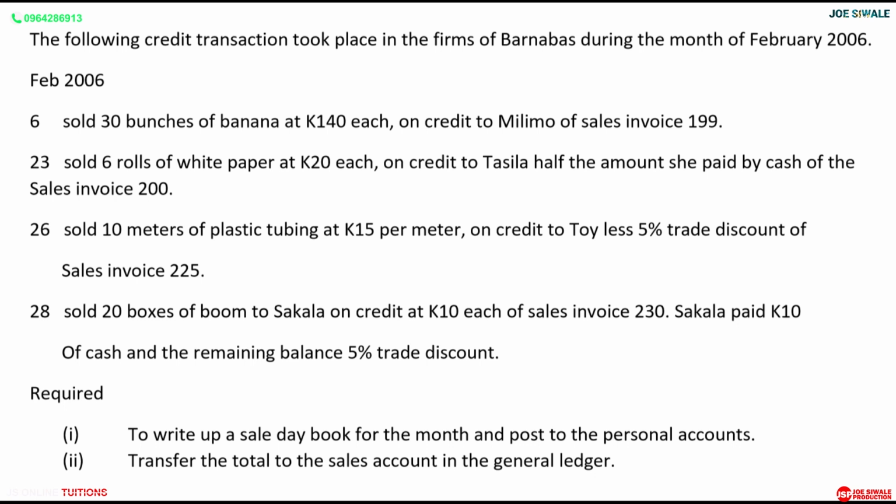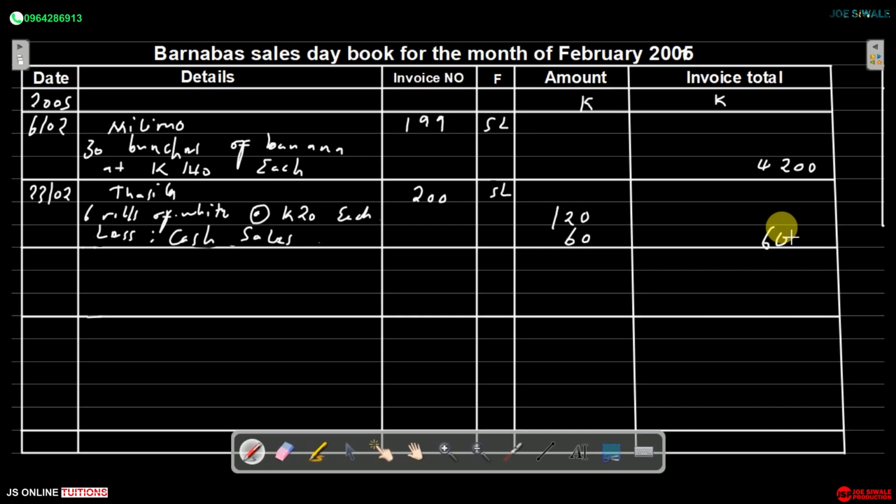But before we can record it in the invoice total, we have to remove the 5% trade discount. So we're going to say 5% of 150, we're going to have 7.5. That means that the total amount that we're going to record in the invoice total, we're going to say 150 minus 7.5, and we're going to have 142.5. So let us record that transaction.